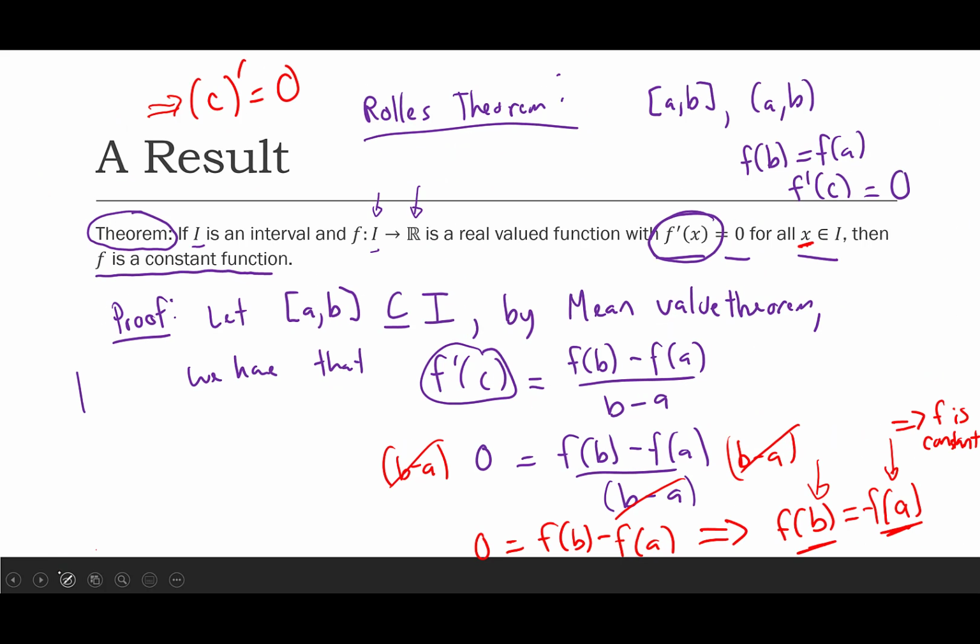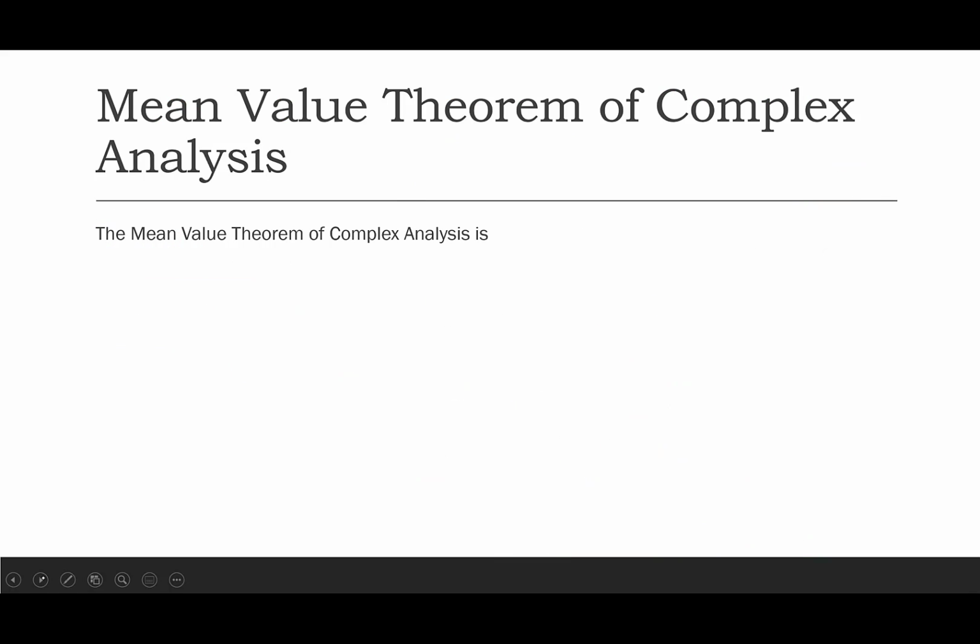Okay, but what about complex analysis? We're not doing calculus, right? We're doing complex analysis. So in order to get this result in complex analysis, we have to talk about the mean value theorem of complex analysis. Now, what does the mean value theorem of complex analysis say? The mean value theorem says, Jeff, there is no mean value theorem of complex analysis.